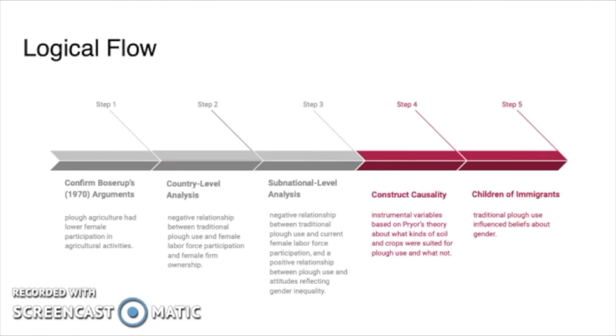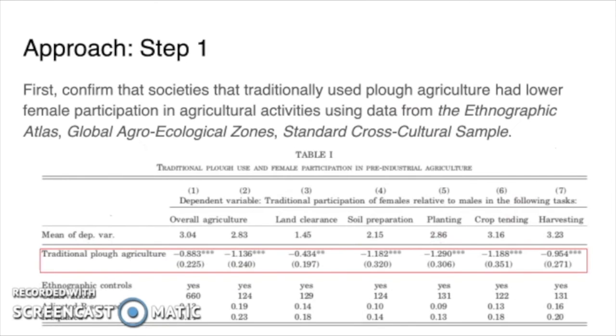Here's the logic flow of the article as a whole. There are 5 steps involved. Now I'm going to explain the steps. First, they use historical data to confirm that societies that use the plow had lower female participation in agricultural activities. This proves that women do have a disadvantage in plow farming.